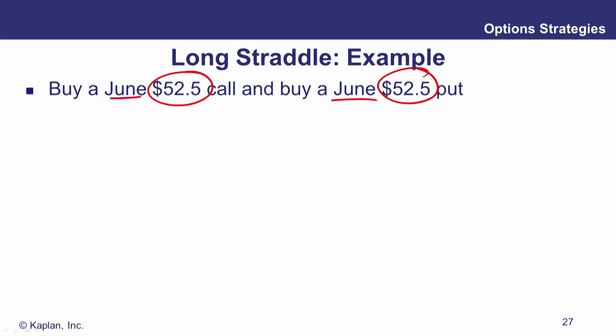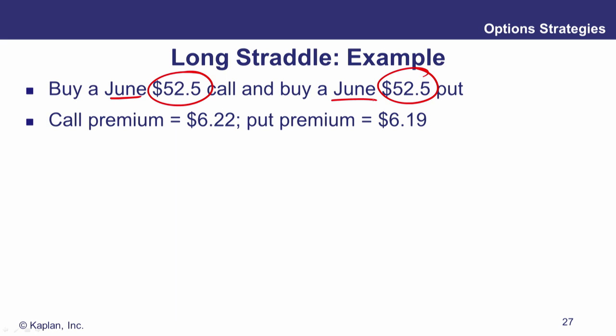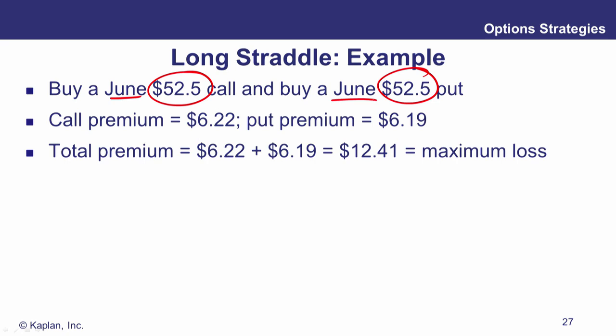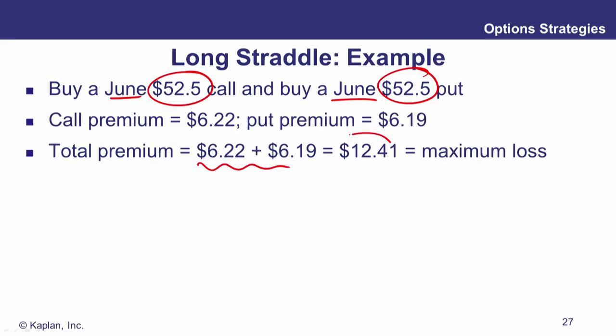Now, the first thing to do is to add up your net premium. Your net premium here is 622 for the call and 619 for the put. Add those up and you've got your total net premium of 1241. Now here's a crucial point about a straddle. Because you're long options, the worst that can happen is you lose your premiums. You can't lose any more than that. So this sum of premiums, $12.41, that's actually your maximum loss.